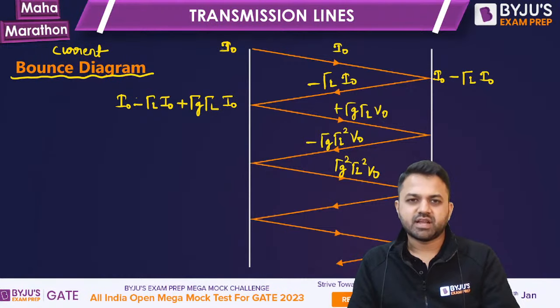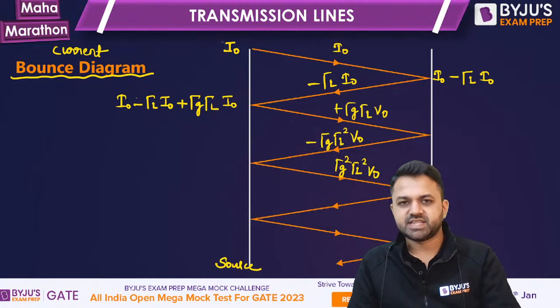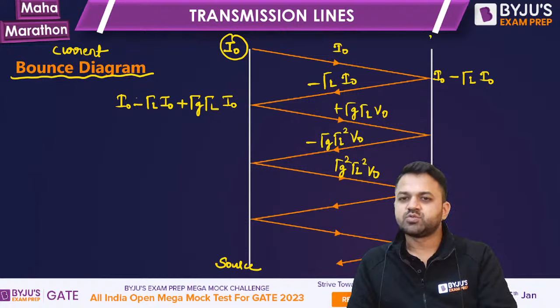So in the current bounce diagram, the initial current is I0. This is at the source end. So at the source end, the initial current was I0. Then I0 will travel, and it will take TR time to reach the load end. So it will reach the load end after TR seconds.